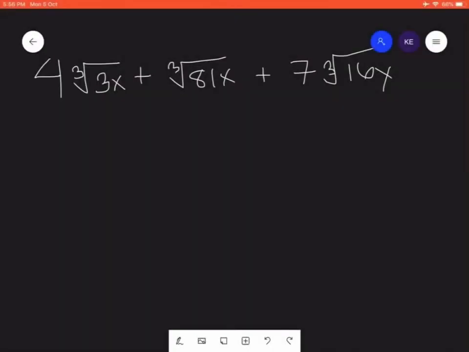Okay, on to our last example. We have 4 cube root of 3x plus the cube root of 81x plus 7 cube root of 16y.